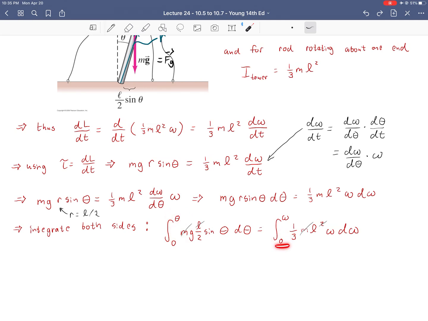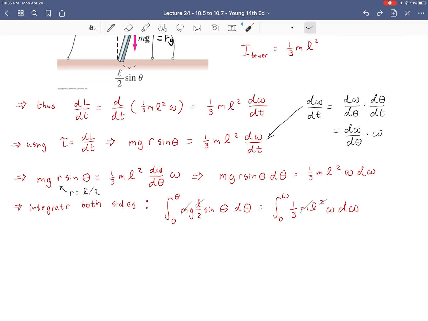Likewise, when it was vertical, it was at rest. So lower limit 0 with respect to omega, and then final omega is just going to be omega because we want to leave it. We don't want to get a function out of our integral. We don't want to get a number out of our integral. Every time you want a function through direct integration, you want your upper limit to be a variable.